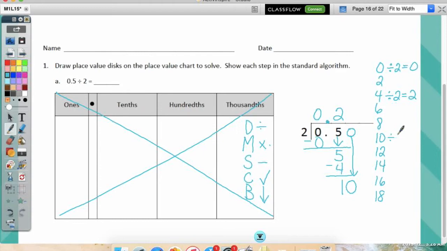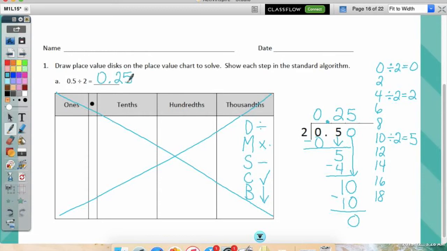I can't hear you. What's the divisor? 2. Good. Equals 5. Where do I write the 5? Above the 0. Good. Aziel, what do I do now? And what do you get? And is this problem done? Yes. So I have 25 hundredths.